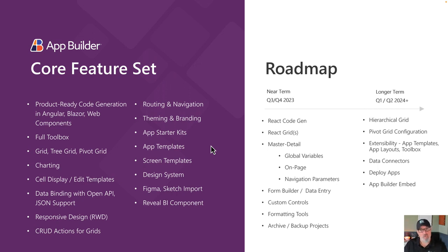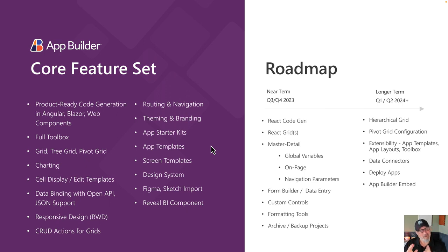We're enabling custom control support, so if you have your own controls and you want to put them in the toolbox, you'll be able to do that. A lot of formatting options on text inputs and the way data binding works. And then a smaller but important feature is archiving and backing up projects. Then longer term, looking forward to Q1, Q2, the hierarchical grid will be in App Builder. We're going to update the way pivot grid can be configured. We'll have more extensibility out of the box, updated data connectors. You'll be able to deploy applications right from App Builder.